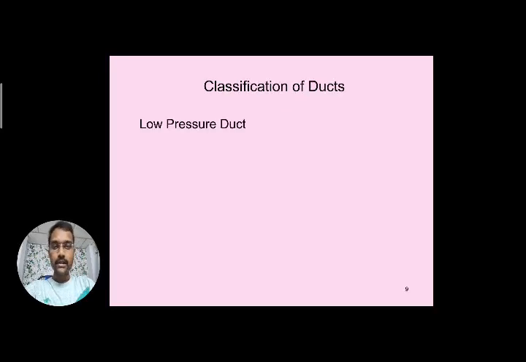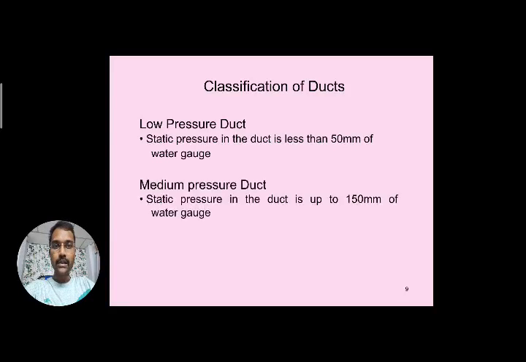Next, another classification depends on the pressure criteria: low pressure duct, medium pressure duct, and high pressure duct. When the pressure measures less than 50 mm of water gauge, they are chosen as low pressure ducts, so it is carrying very low pressure.